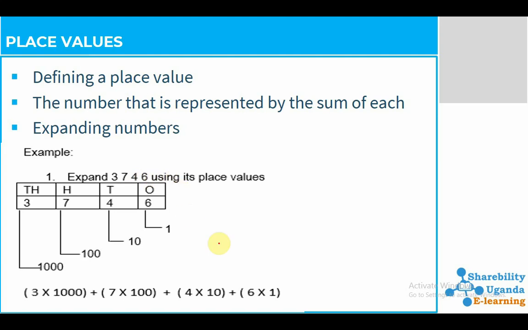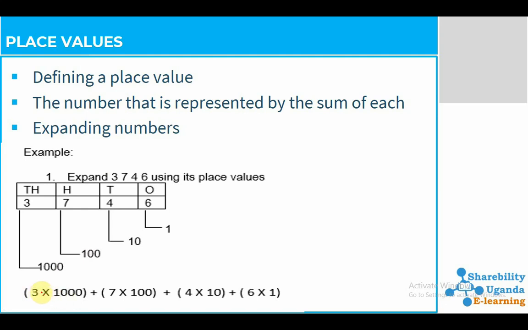So when they tell you expand 3746, we shall write it in this way. We have a 3 here in thousands, a 7 in hundreds, a 4 in the tens, and a 6 in ones. So what we do, we say 3 times 1,000, 7 times 100, 4 times 10, and then 6 times 1.